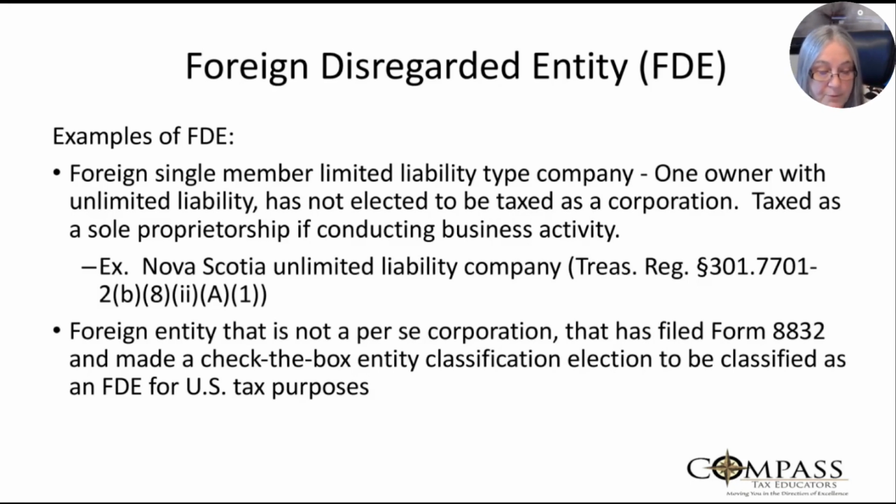Another example would be a foreign entity with one owner, not on the per se corporation list of 7701-2, and it has filed the 8832 to become disregarded for U.S. tax purposes. So you could have an Australian PTY that makes a check the box election to be disregarded. It has one owner, so now it just operates like a single member LLC. You'd have to do an 8858 for this particular entity.